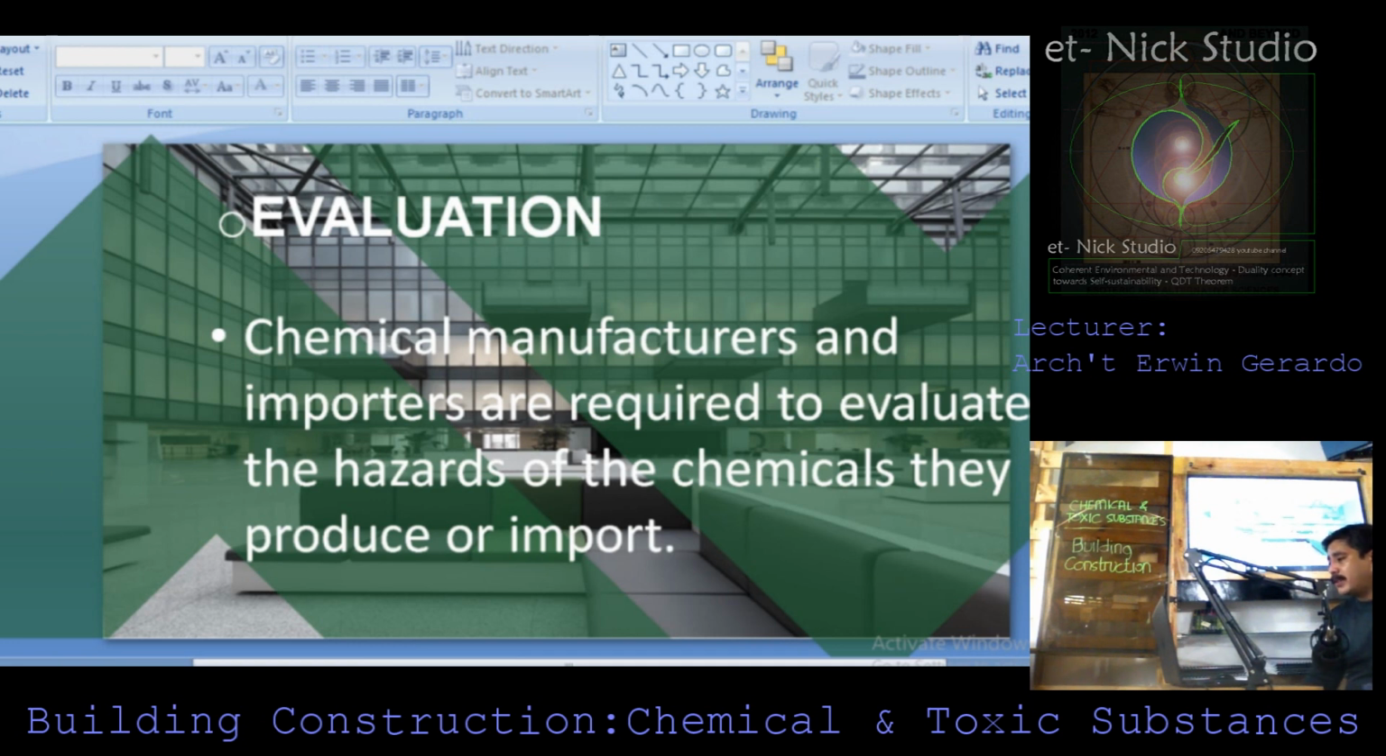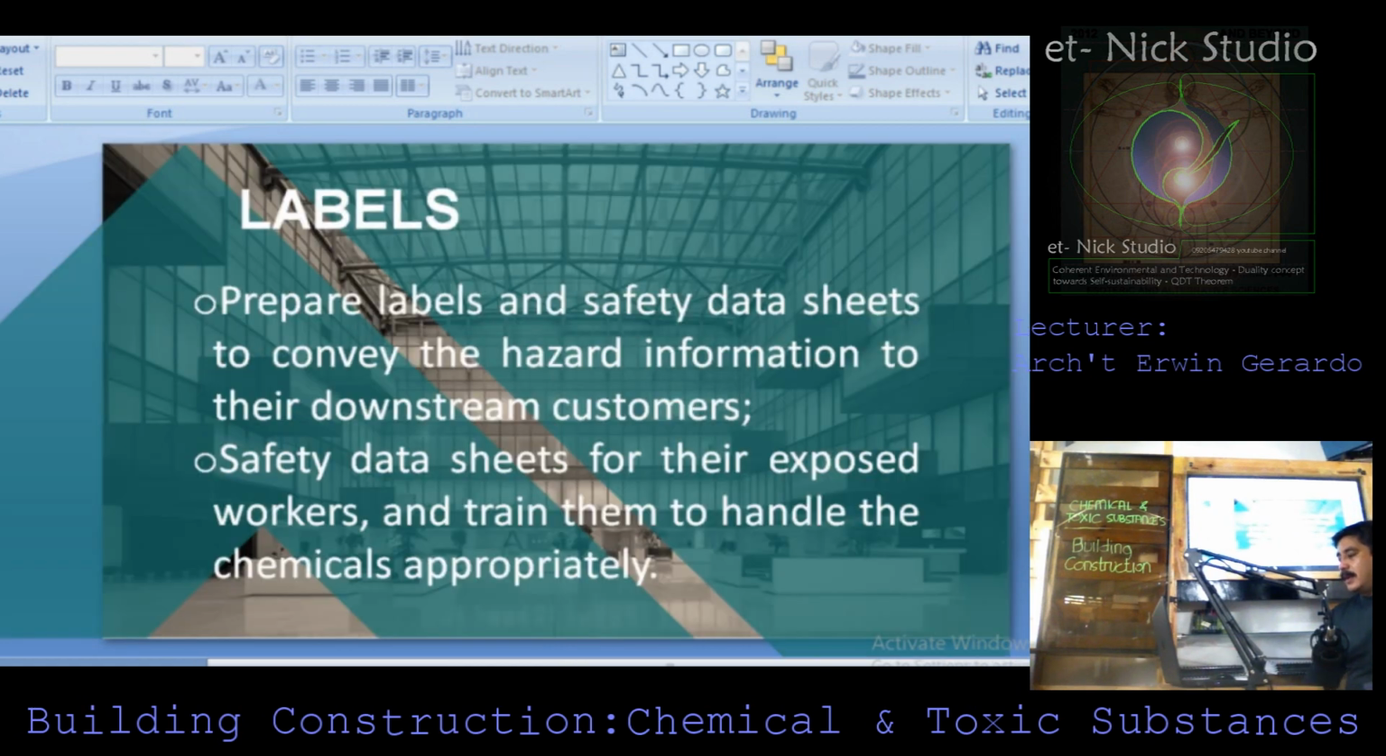Evaluation: chemical manufacturers and importers are required to evaluate the hazards of the chemicals they produce or import. Labels: prepare labels and safety data sheets to convey the hazard information to their downstream customers. Safety data sheets for their exposed workers, and train them to handle the chemicals properly.